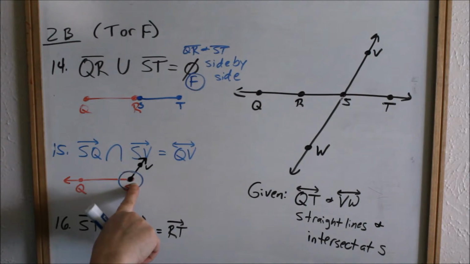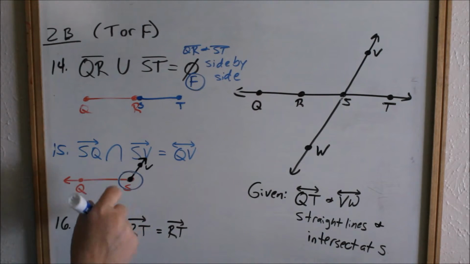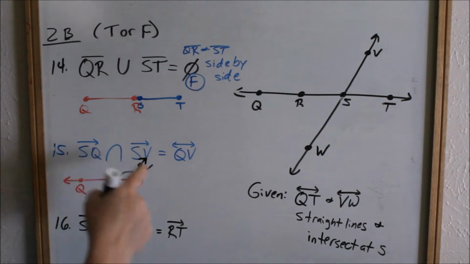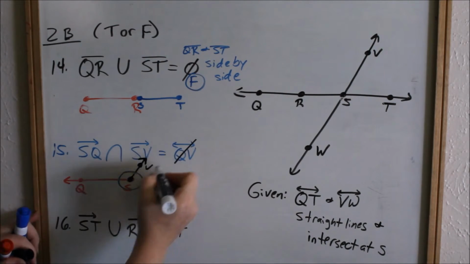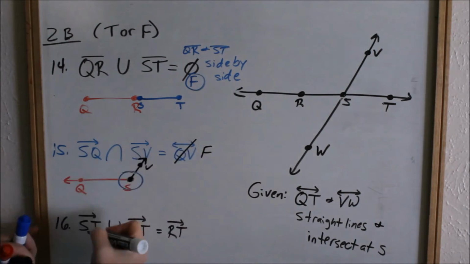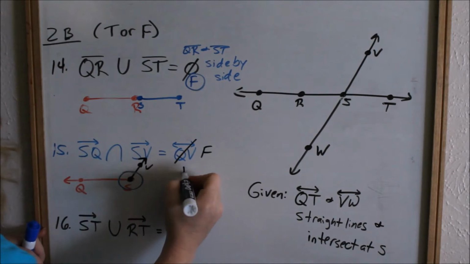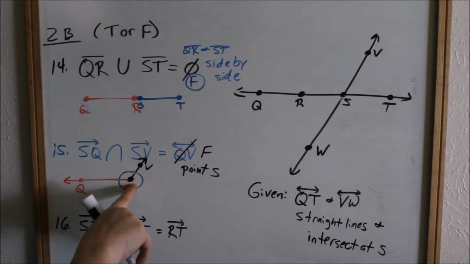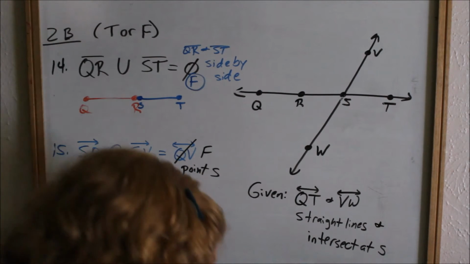Since intersection is where they meet or overlap, point S is where these two rays meet or overlap. So you can see my answer is not line QV, so this is false. The real answer would be point S. Where they meet or overlap is at point S.